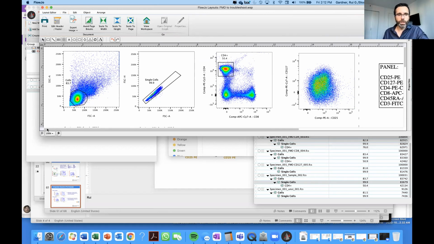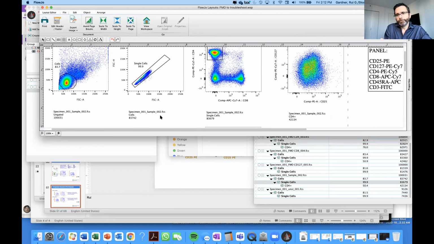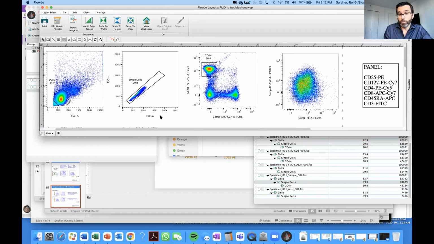And so we want to show the usefulness of having an FMO control in your panel to be able to troubleshoot. So let's say you build a panel, and let's just show a very simple example here of a 6-color panel: 1, 2, 3, 4, 5, 6. So we have PE, PE-Cy7, PE-Cy5, APC-Cy7, APC, and FITC. Now, we built this panel on purpose in a relatively poor way to show the importance of this. So let's say we set up this panel, we run the panel, and now how do we know where the problem is coming from, or if we have problems, right?